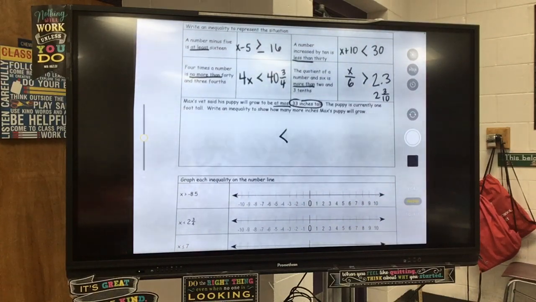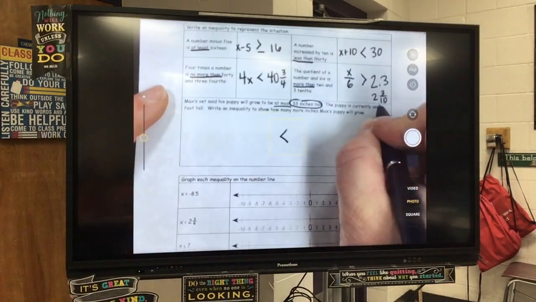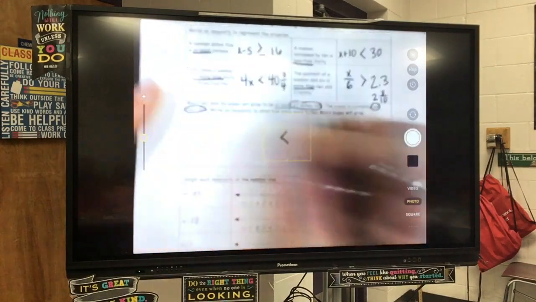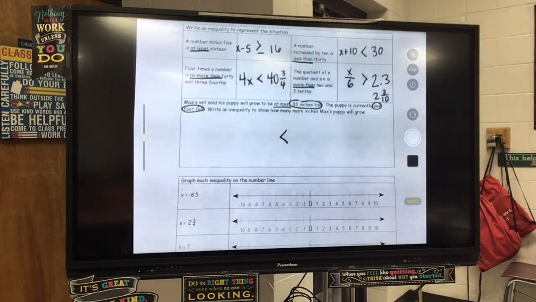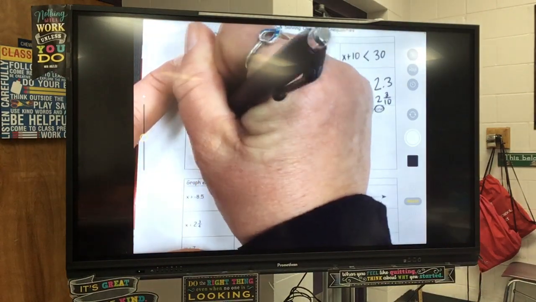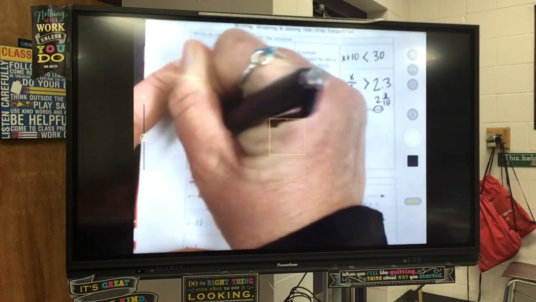All right, the second sentence says the puppy is currently 1 foot tall. What's important in that question? Lauren, 1 foot tall. So Lauren, I have a question. What's the problem with 1 foot tall and 33 inches? Right, so can we convert the 1 foot to inches? And how many inches are in a foot? So 1 foot equals 12 inches.